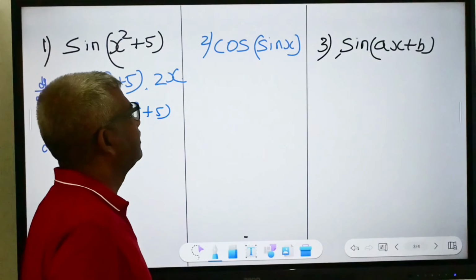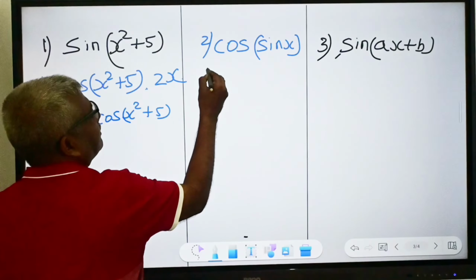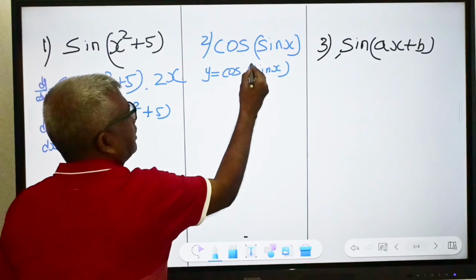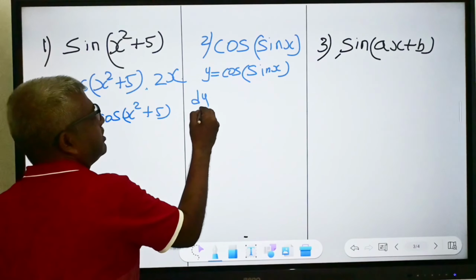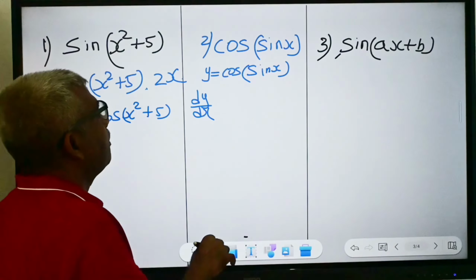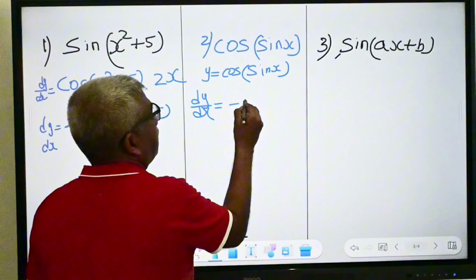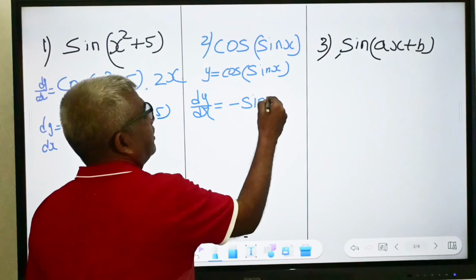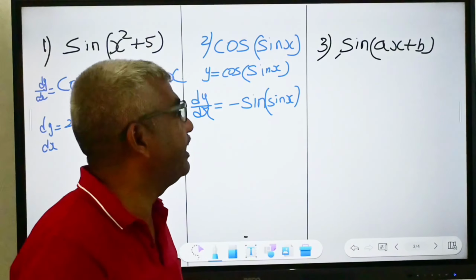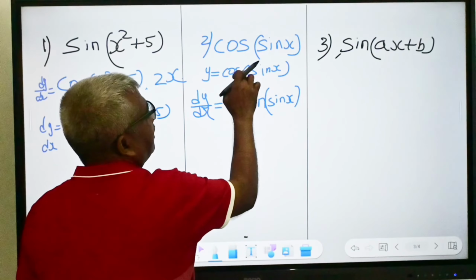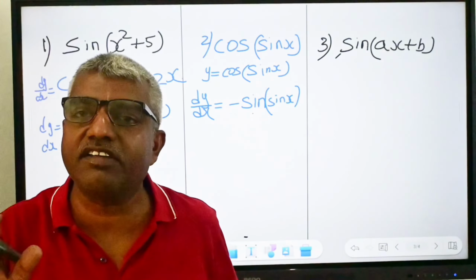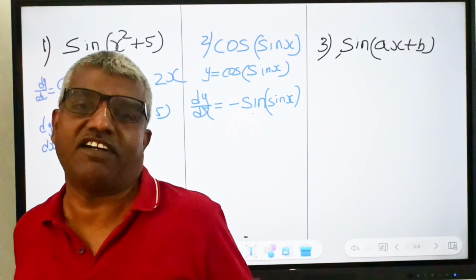Cos(sin x). Okay, let y equal to cos(sin x). What is dy by dx? Differentiation with respect to x. Cos x differentiation is minus sin x. But here it is cos(sin x), so minus sin, then put sin x. Don't put minus sin x. Minus sin, because cos differentiation is minus sin. Cos(sin x) gives minus sin(sin x).